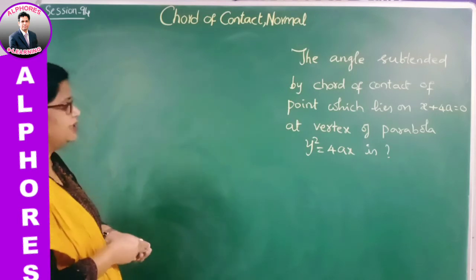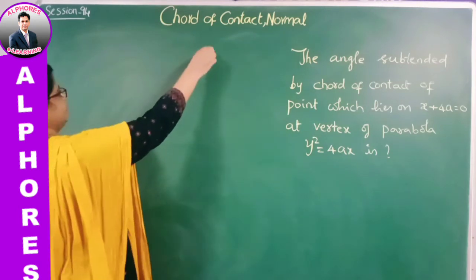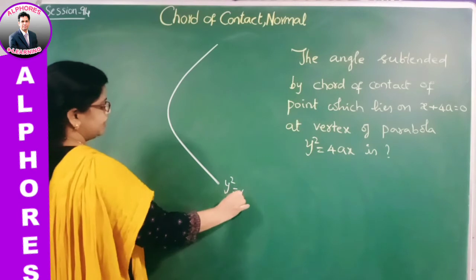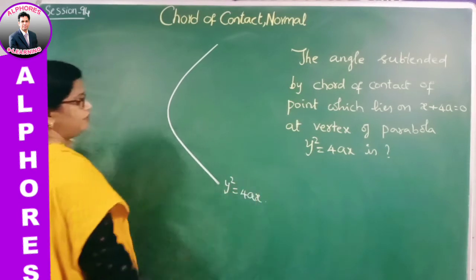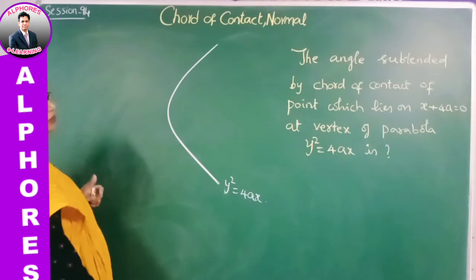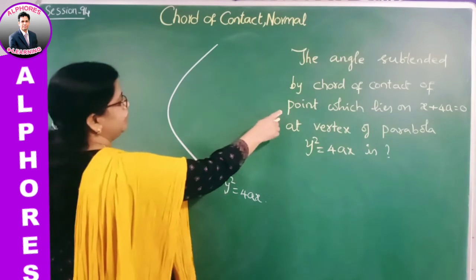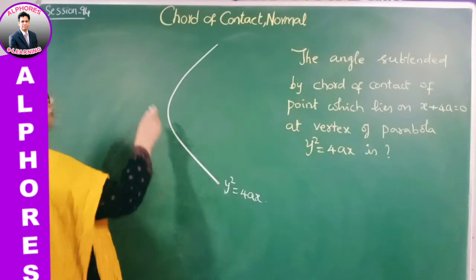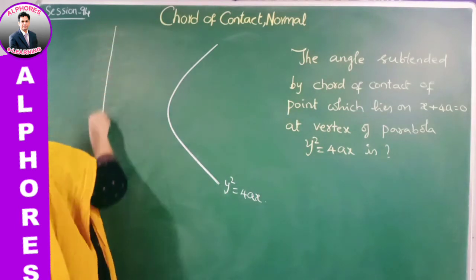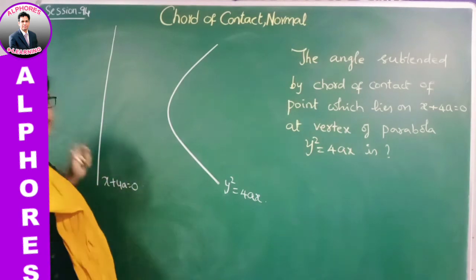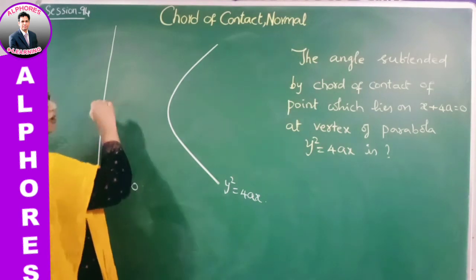Okay, so what is the curve given here? y square is 4ax. So this is our y square equal to 4ax curve, right? So the curve y square equal to 4ax is given, and now they are asking what happens if the chord of contact is drawn from a point. What is the point? It lies on the line x plus 4a equal to 0. Suppose this is the line x plus 4a equal to 0. Now x plus 4a is 0.